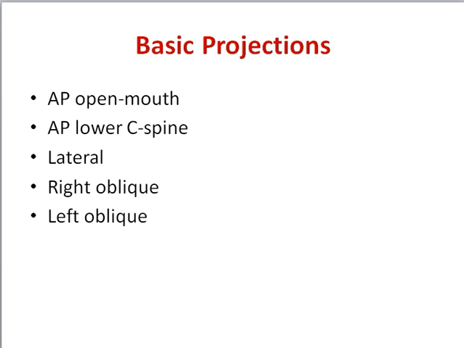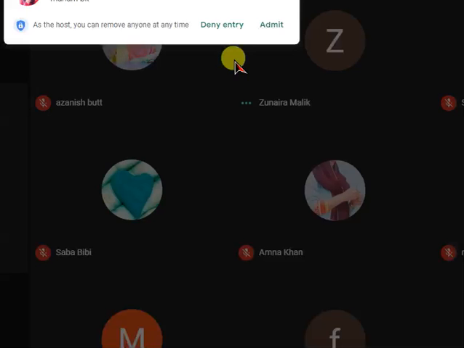So for this, you can go for AP open mouth view. Then you can look for AP lower cervical spine, lateral, and there are two oblique views as well, which are right and left oblique view.